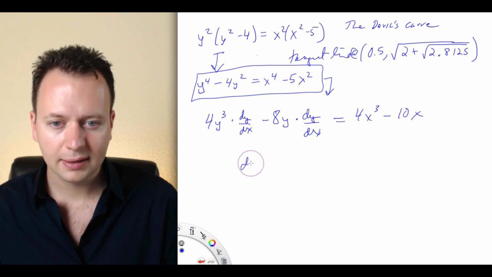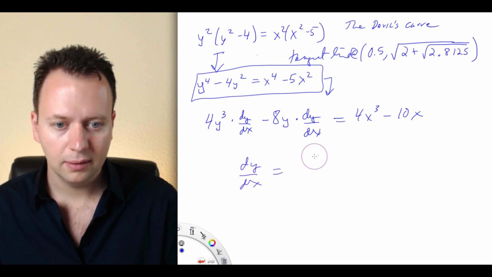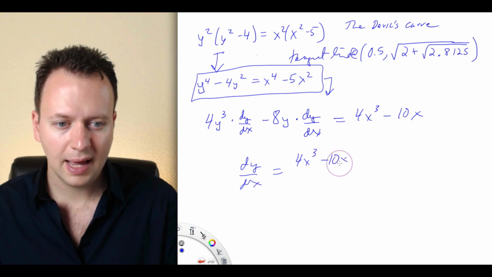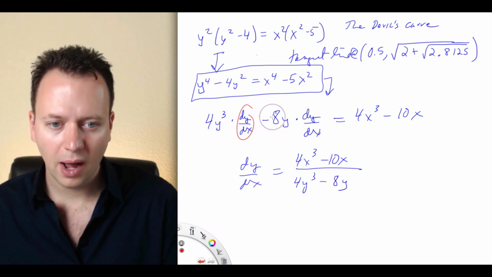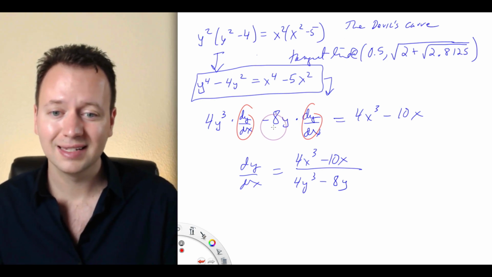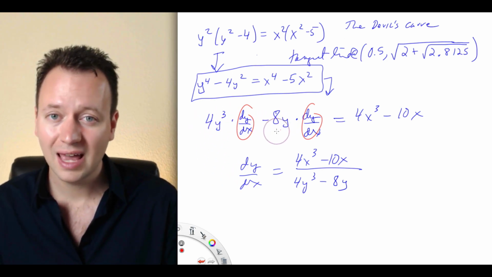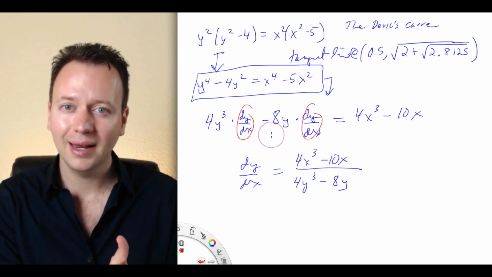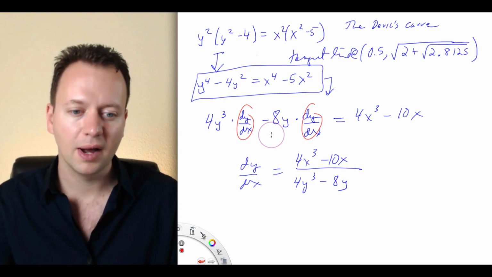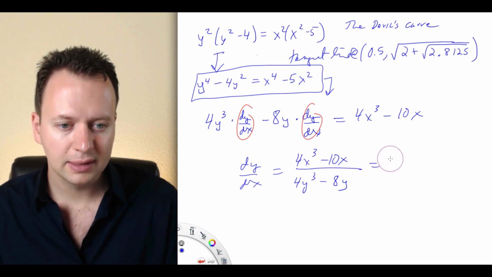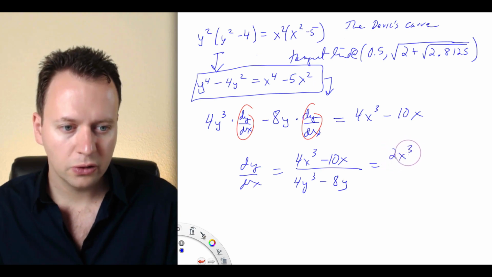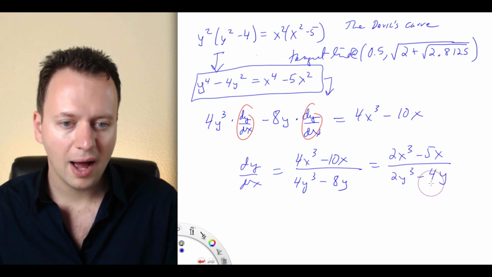Solving this for dy dx, we get 4x cubed minus 10x over 4y cubed minus 8y. Right, because there's a common factor of dy dx here, so I can factor that out of the left-hand side, leaving 4y cubed minus 8y in parentheses, all times dy dx, and then we divide by 4y cubed minus 8y. Both the numerator and denominator have a factor of 2, so let's simplify this: 2x cubed minus 5x over 2y cubed minus 4y.